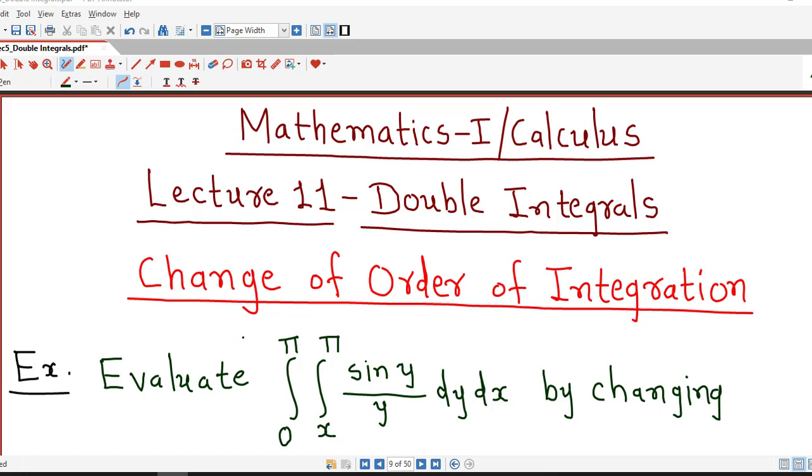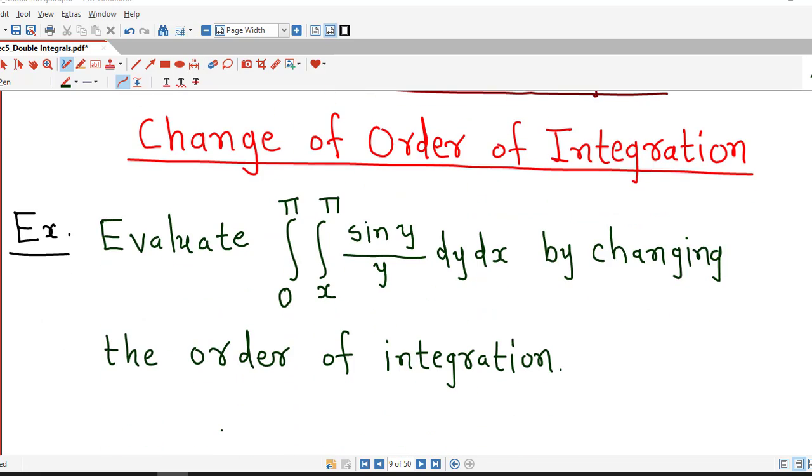Sometimes it is not possible to integrate a given function in the given order. That is, sometimes it may be possible to integrate with respect to y easily as compared to with respect to another variable, say x. So in those cases, if we know how to change the order of integration, then we can evaluate the given double integral easily after changing the order of integration. We understand with the help of this example.